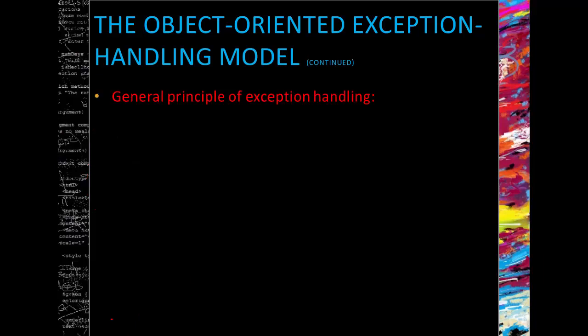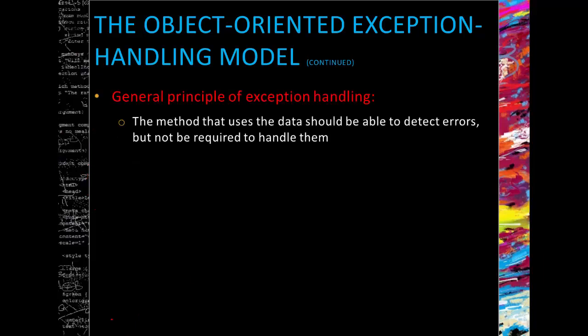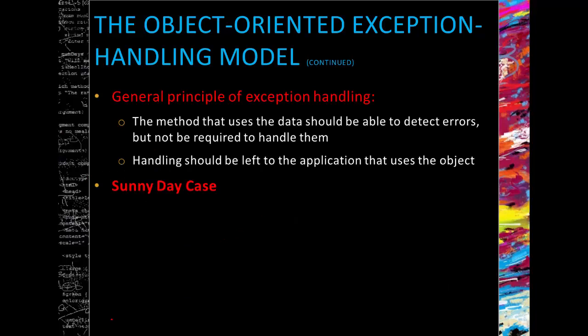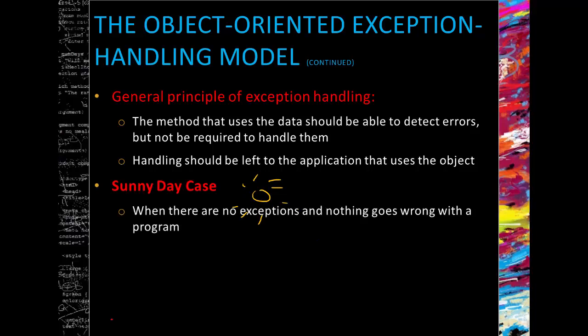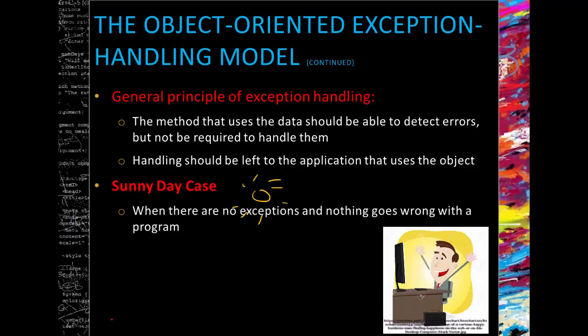So the general principle in exception handling is that the method that uses the data should be able to detect errors, but not be required to actually handle them. Handling should be left to the application that uses the object, like in our try block here, it's with the application. The sunny day case. Oh, I love this. The sunny day case is basically when there are no exceptions and nothing goes wrong with the program. I love the sunny day case.